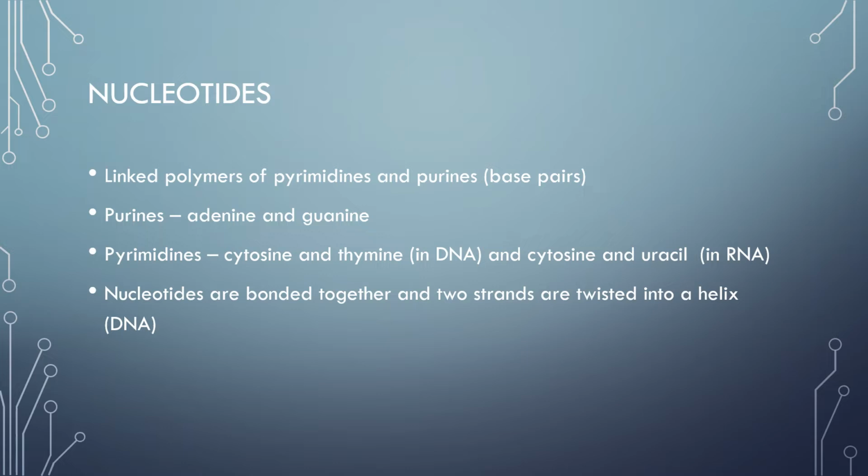Nucleotides form the basic structure for DNA and RNA. They're linked polymers of pyrimidines or purines, which are base pairs. A polymer is a molecular structure made of similar type bonds. Purines are adenine and guanine, and pyrimidines are cytosine and thymine in DNA, and cytosine and uracil in RNA. Nucleotides are bonded together by hydrogen bonds at the base pair, and two strands are twisted into a helix, and that is in DNA.